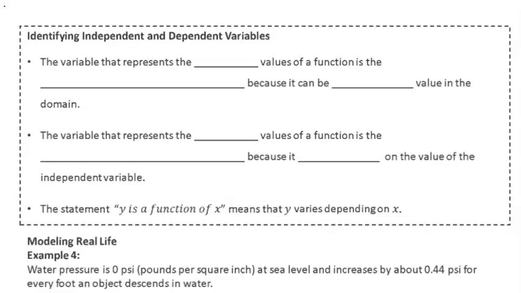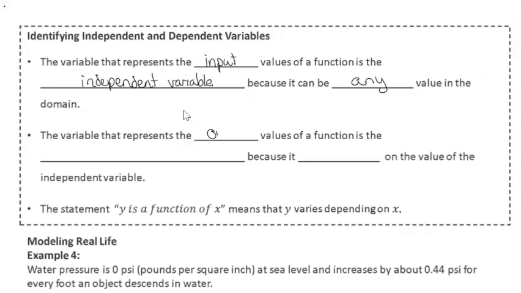So today we're learning about independent and dependent variables. The variable that represents the input value of a function is called the independent variable. All right, so it's the one you plug in. It's the independent variable because it can be any value. It's independent. You get to choose any value in the domain and it's okay to use.